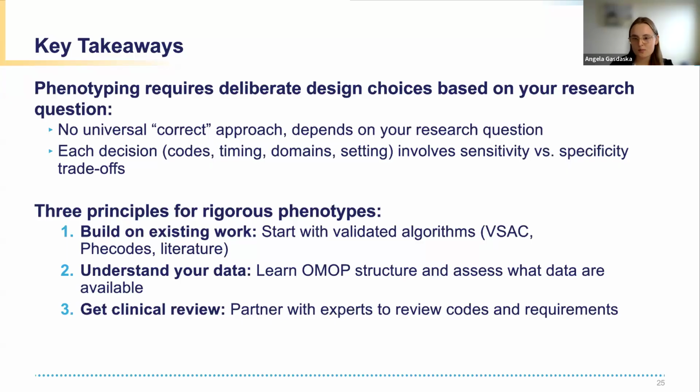First, build on existing work: start with validated algorithms and things in the literature. Second, make sure you understand your data and what's available. And third, really importantly, get that clinical review. Whenever possible, partner with experts to review your codes and your phenotype definitions. But I think the bottom line is there's no perfect phenotype, but there are defensible phenotypes, ones where you've made deliberate and justified choices based on your research question.